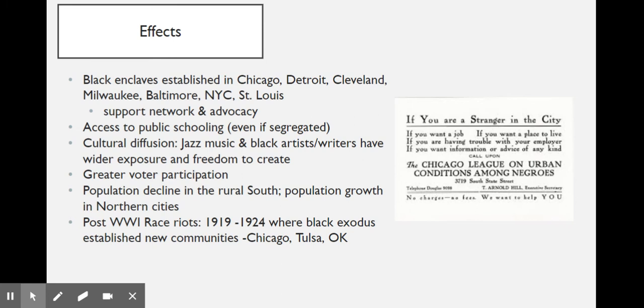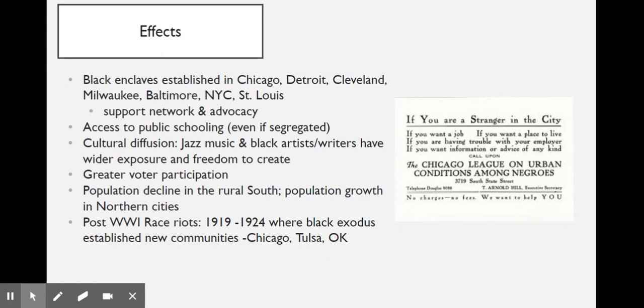Access to public schooling, even if segregated, far superior, certainly a much longer period of time. In the rural South, most African Americans were lucky if their county offered a single African American school. If it did, it was typically a one-room schoolhouse. And that would have been for multiple grades. And typically there was no public instruction above about age 12 or 13, what would be sixth or seventh grade today. So there was ultimately high school and there was a path forward educationally in the North that just wasn't available in the South. Cultural diffusion.